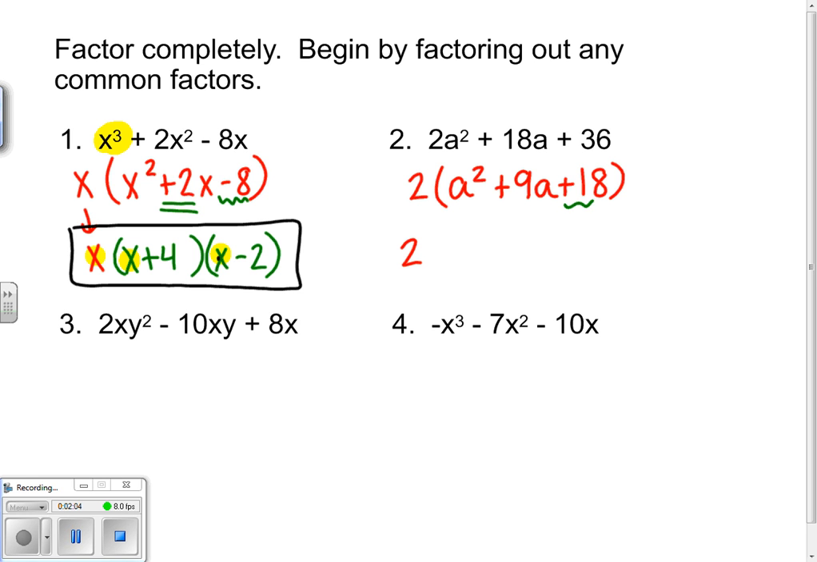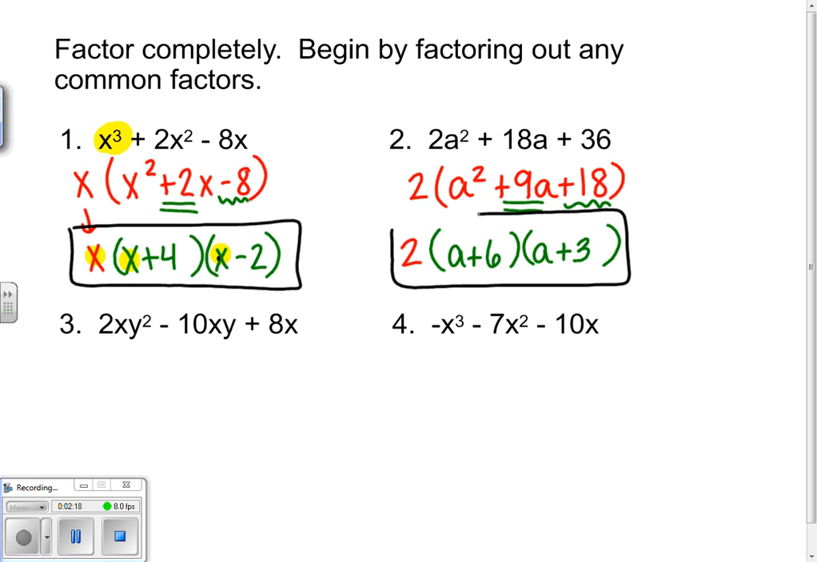And if it does, you probably can factor further. So look for 2 numbers that multiply to 18 and add to 9. That's 6 and 3. So a plus 6, a plus 3. So again, the factor completely part means there's probably going to be a GCF. And when you take that GCF out, you can factor further.